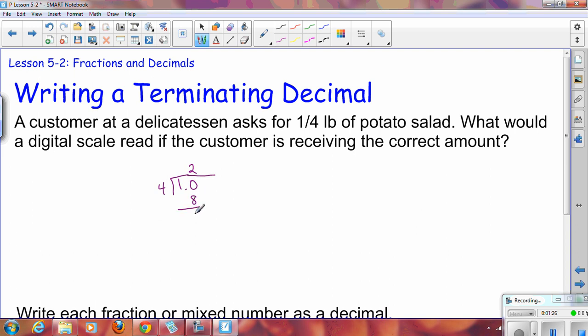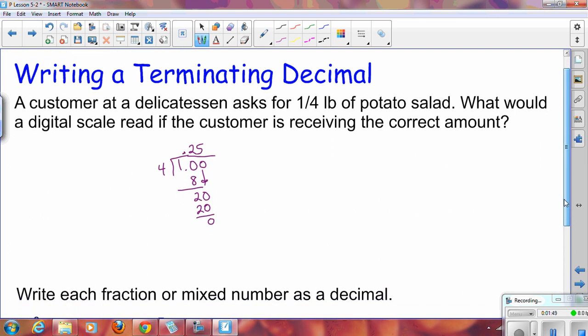You subtract, you get 2, add a second 0, bring that 0 down. 4 goes into 20 5 times, and that does equal 20, which means our remainder is 0. Put our decimal point on, and there we are. So, a digital scale would read 0.25 if you get a quarter pound of potato salad.